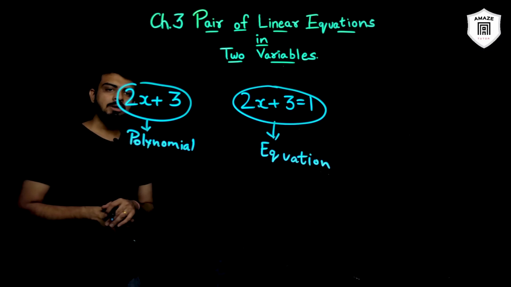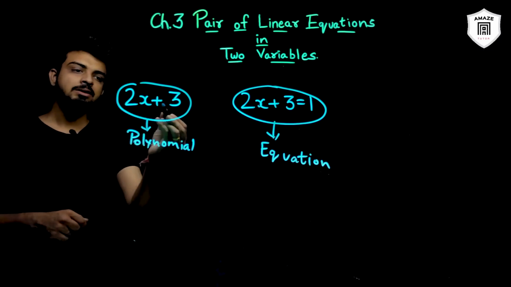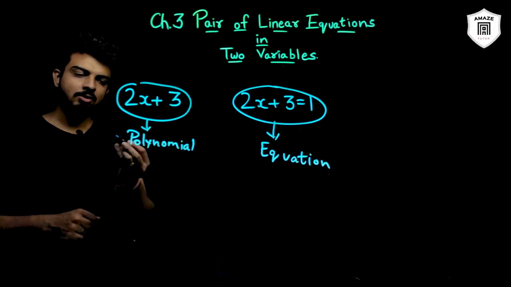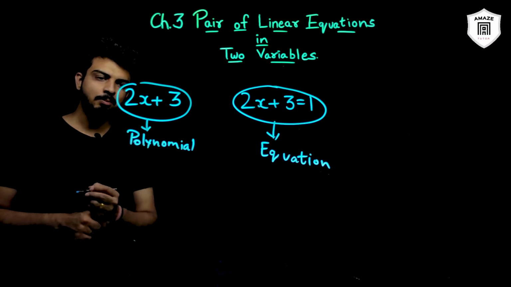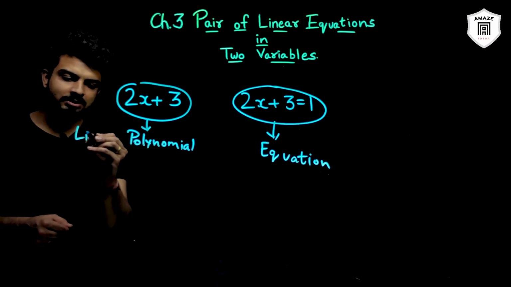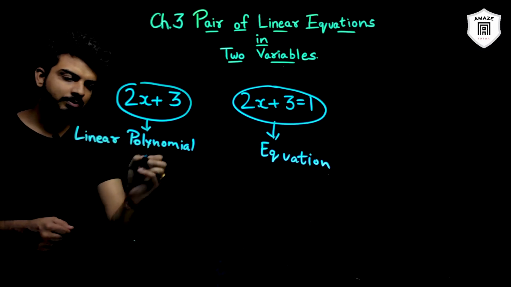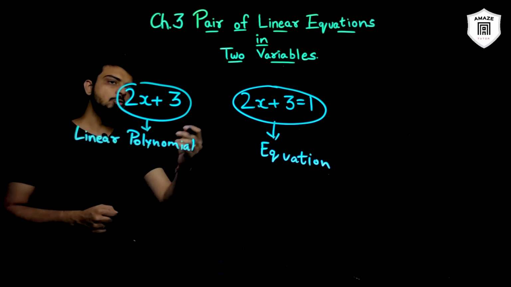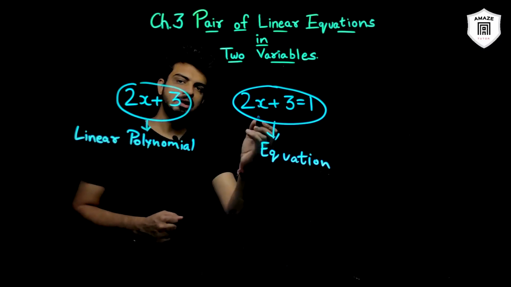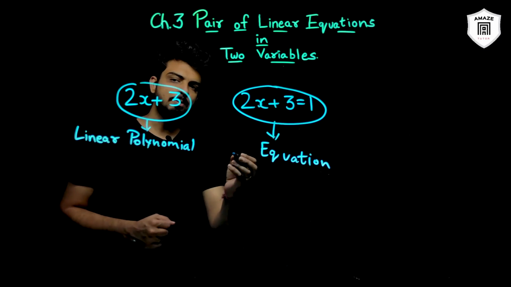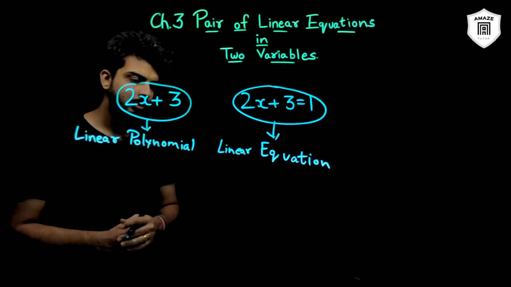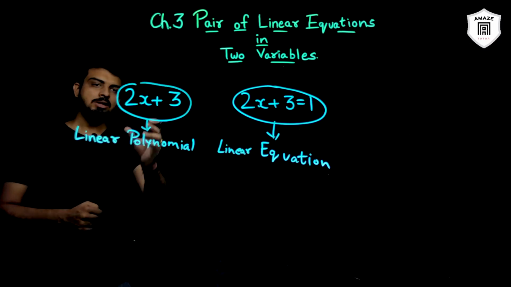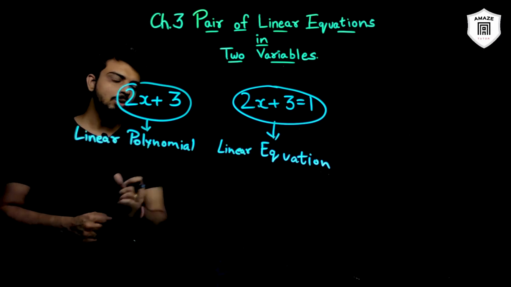Now, one more thing as you can compare it here is, what is the highest power of x here? That is 1. So as we have already studied that whenever we are having the highest power of x as 1 in the polynomial, that polynomial is known as linear polynomial. So similarly, in the equation, if the highest power of the variable is 1, then that type of equation is known as linear equation, right? So this is linear polynomial and this is linear equation.